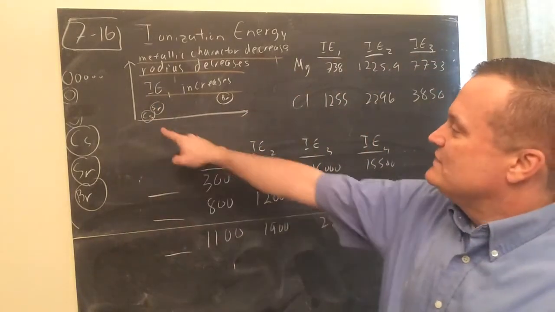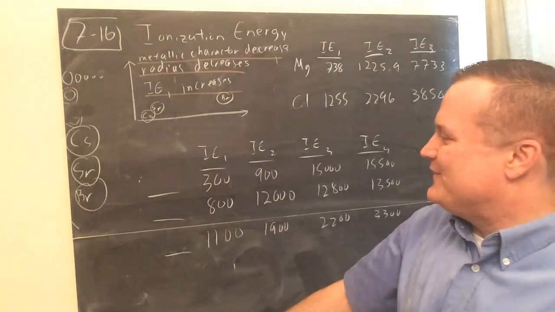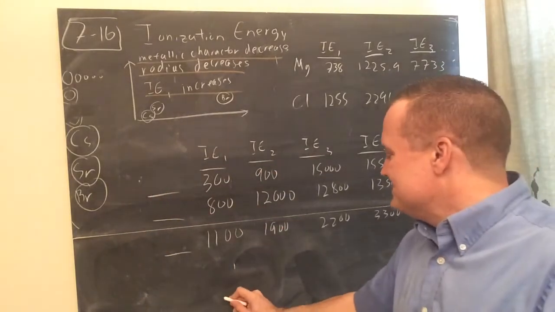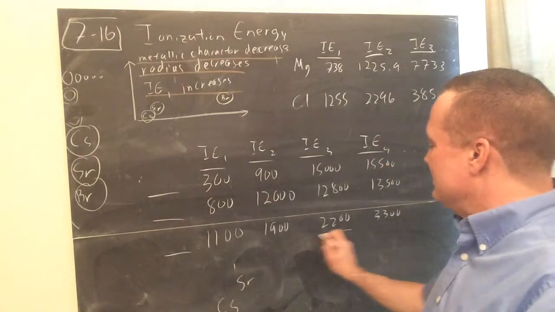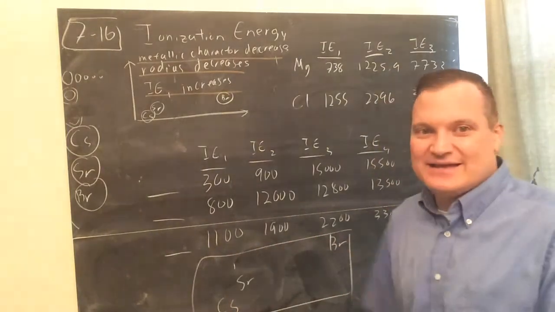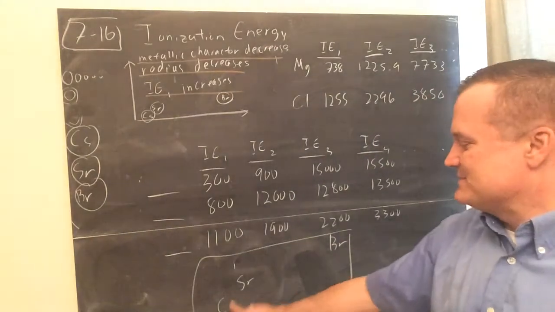First of all, I don't know if you can even read that. It's so small. Can it fit down here? Cesium, strontium, bromine. Is that better to see?